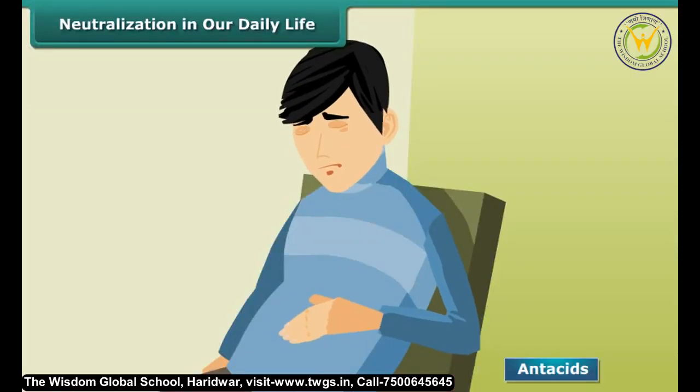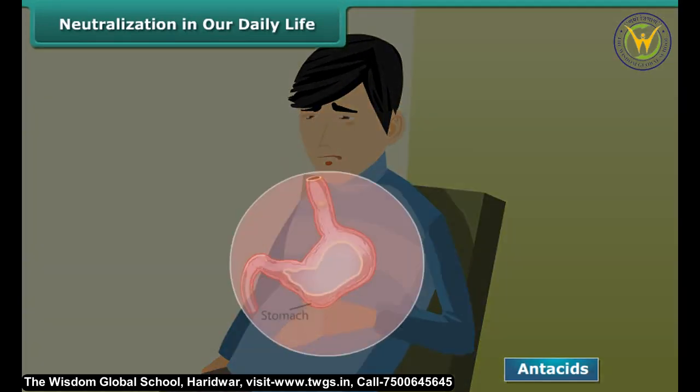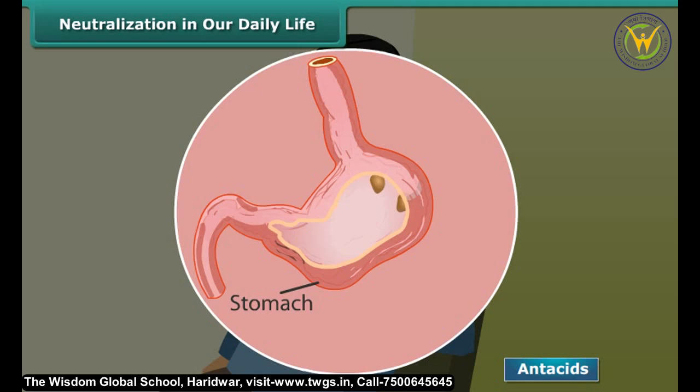Sometimes we feel inflammation in our stomach. Why is it so? Our stomach secretes hydrochloric acid, HCl, a very strong acid which helps us to digest food. But too much secretion of acid in the stomach causes inflammation. To relieve the sensation of inflammation, an antacid is taken. Antacid contains a base that neutralizes the excess acid in the stomach.